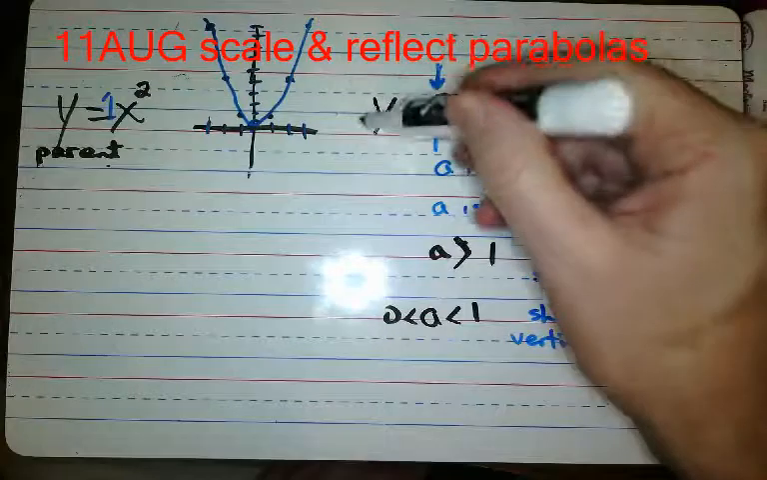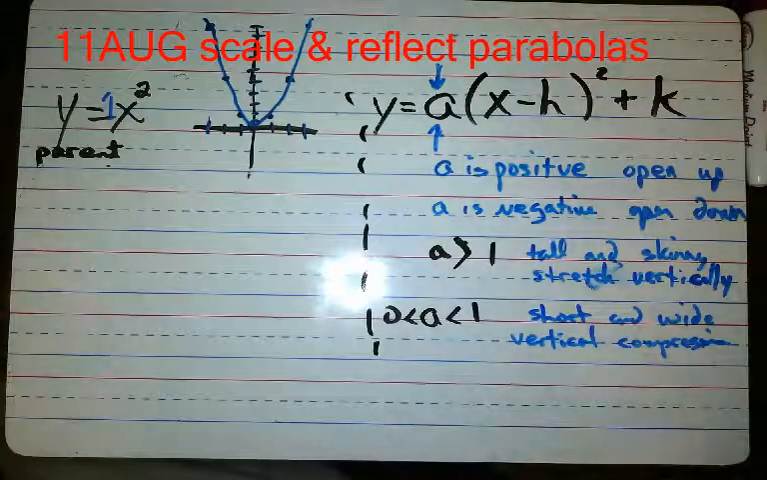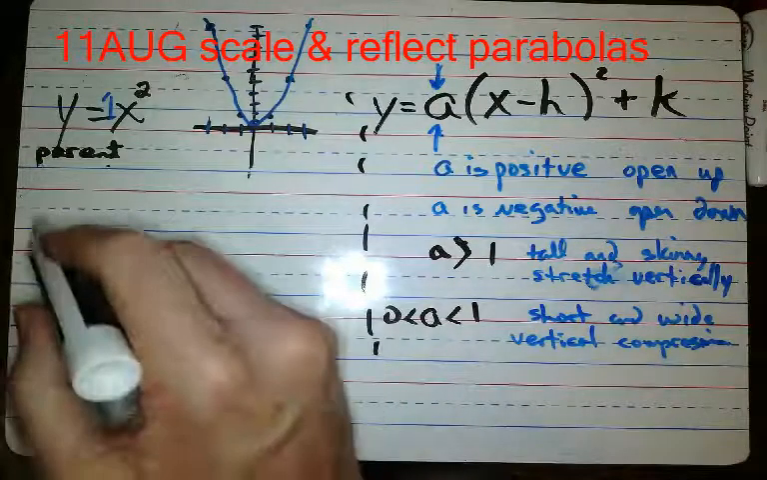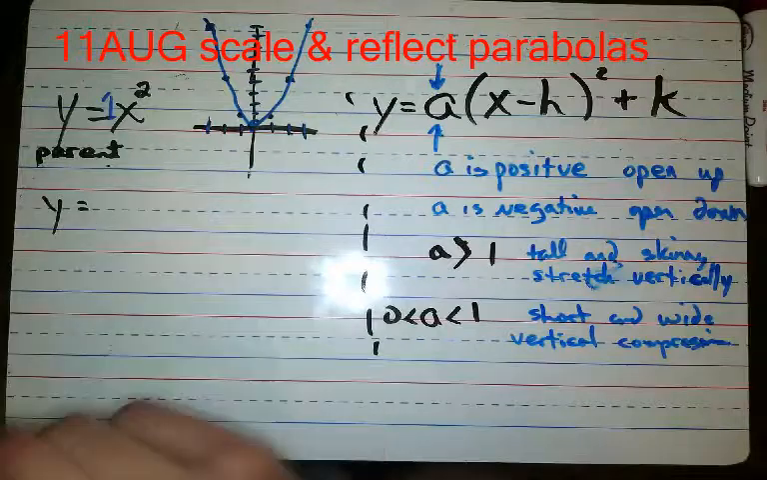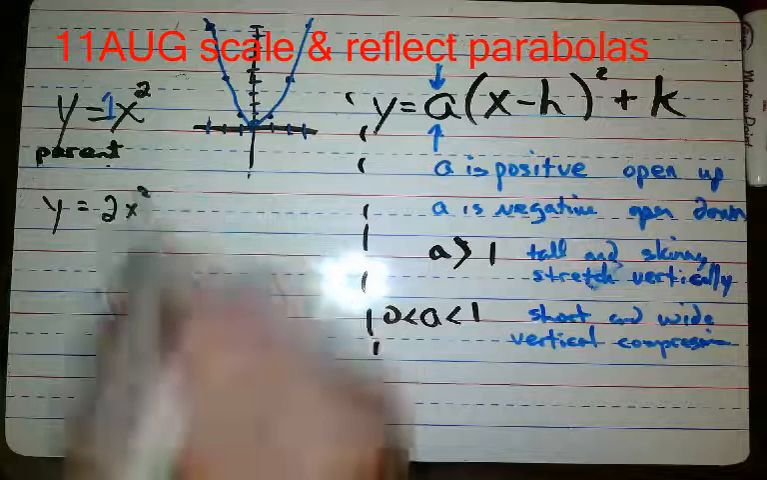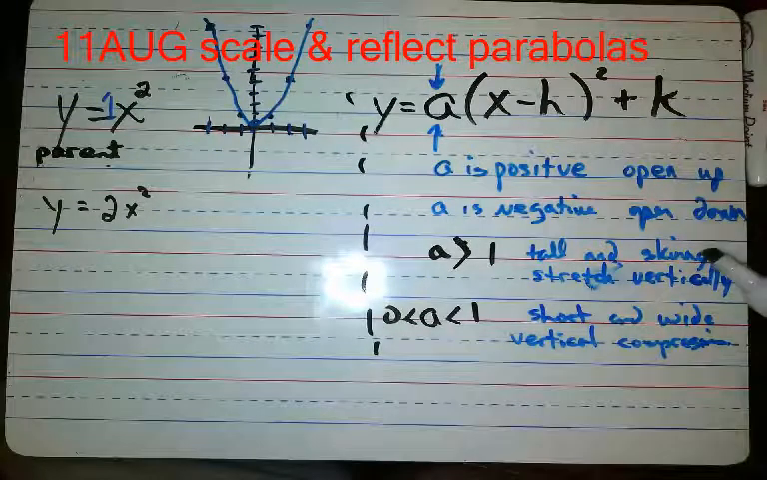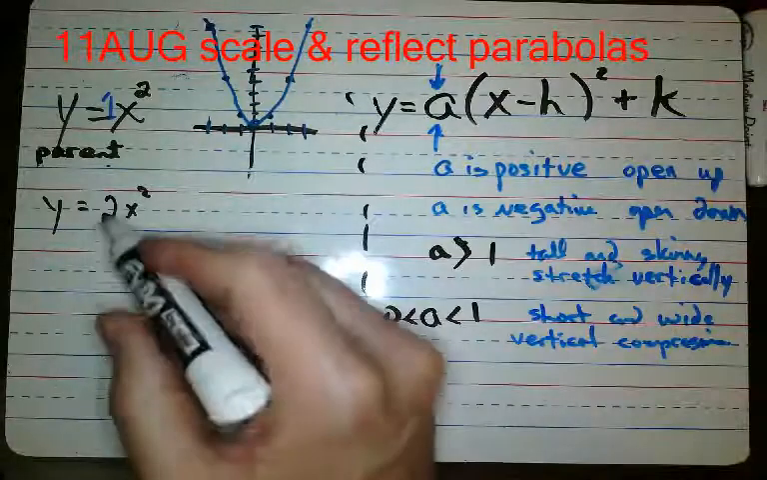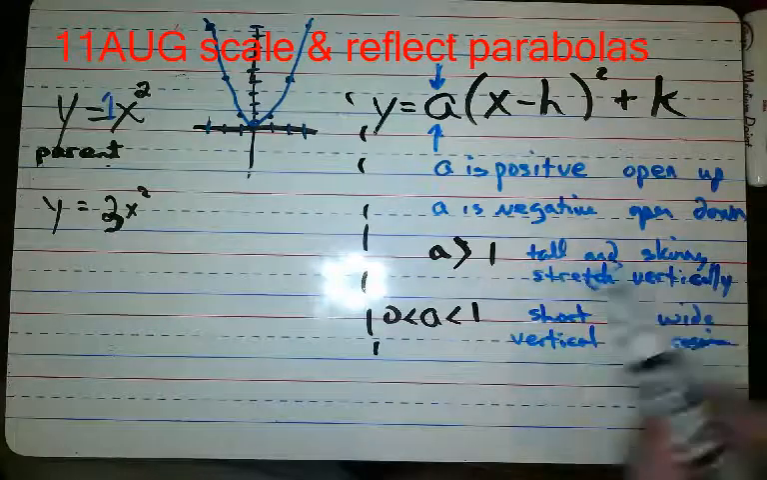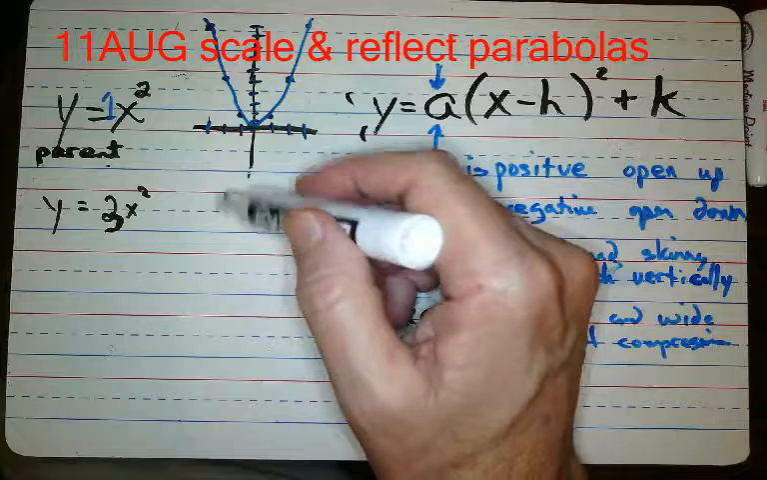So now we're going to talk about tall and skinny. So what if I had y equals 2x squared? Well, that's going to make it twice as tall. It's going to be twice as tall as that one. What if I had y equals 3x squared? It's going to be 3 times taller than that one. So what does that mean, 3 times taller? Let me show you.